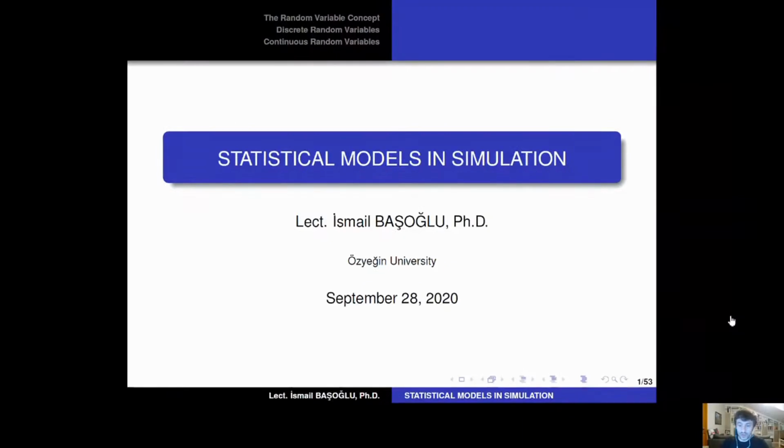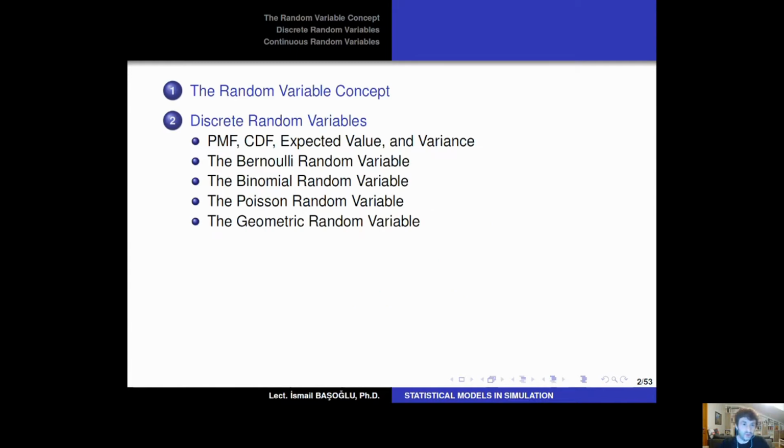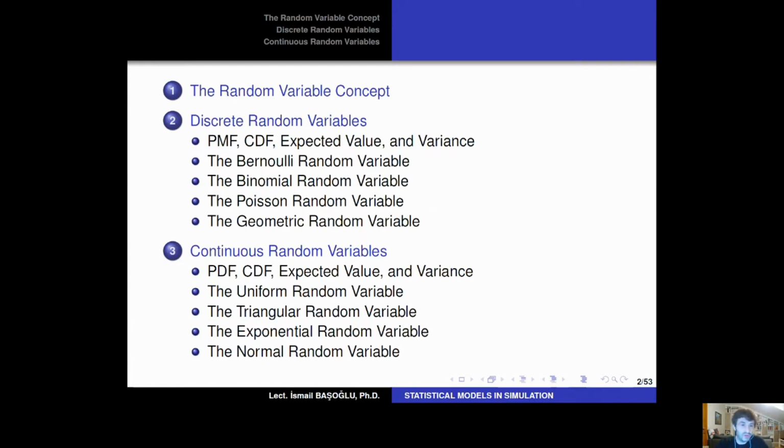And here we go. So the name of the chapter is called The Statistical Models in Simulation. And the outline is as follows. First, we are going to give a fast definition of the random variable concept.